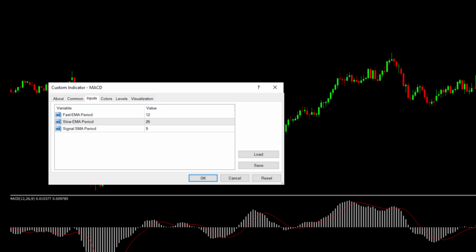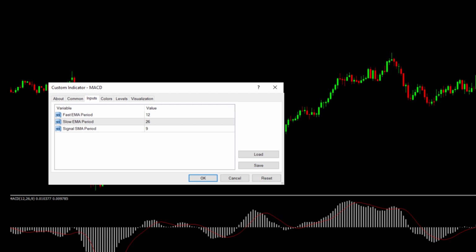The other tab you may want to edit is the Levels tab, where you can set a horizontal level on the indicator to get a clearer view of the MACD baseline. However, I think it is not necessary. I would not bother with the other tabs unless you want to change the colors of your MACD.